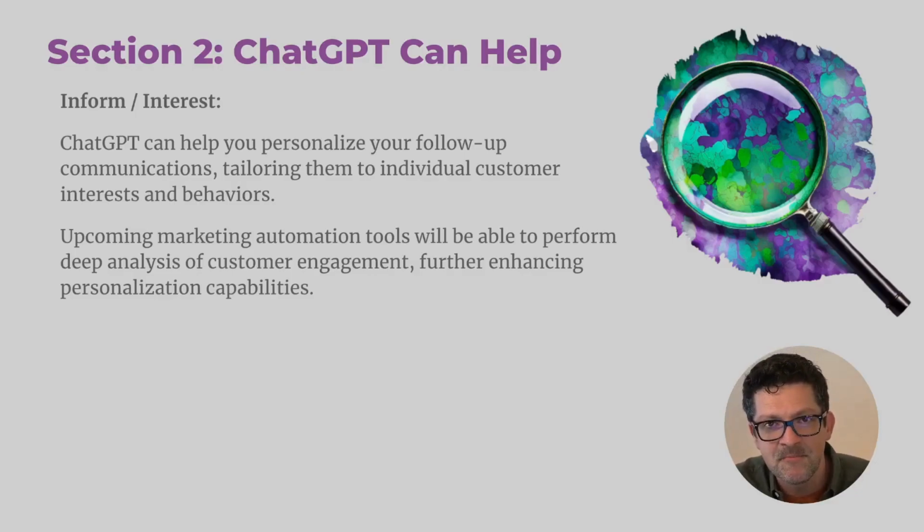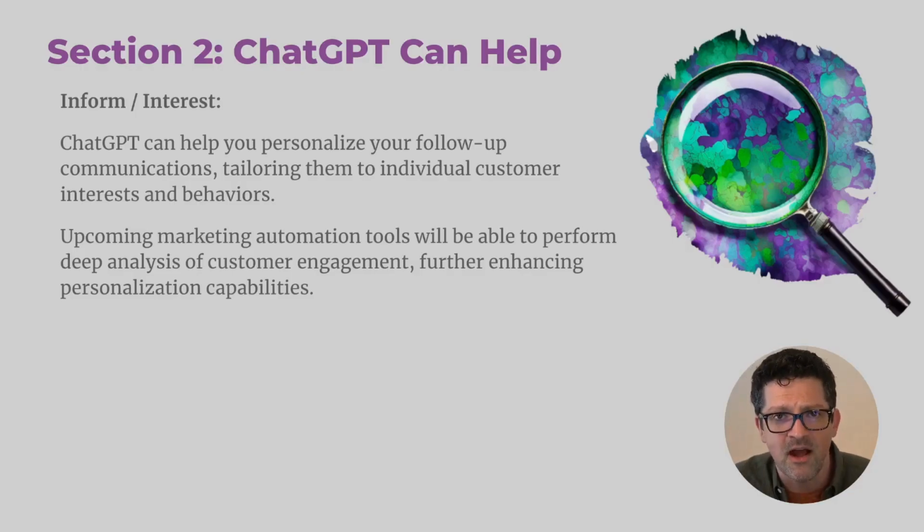And I think this is something that's evolving very quickly. So I think ChatGPT already can help you personalize your follow-up communications and tailor them to individual customer interests and behaviors. But I think very soon there's going to be some really cool marketing automation tools that will be able to perform a deep analysis of user engagement, further enhancing different personalization capabilities.